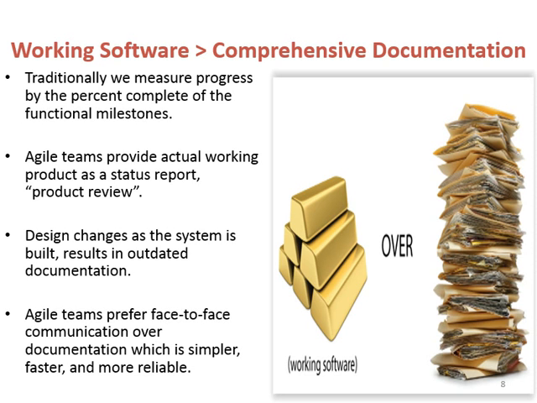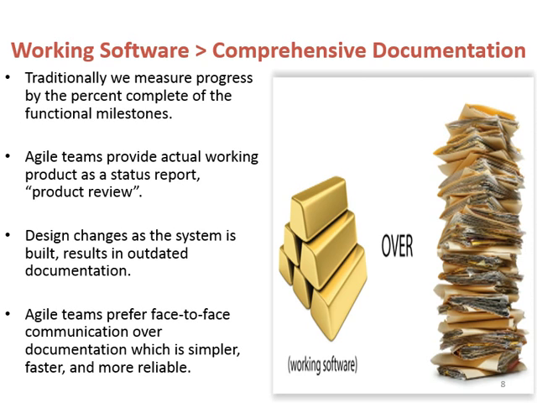What is focused on by Agile Manifesto 2? Traditionally, we measure progress by the percentage complete of the functional milestones. Earlier, what exactly did we used to do? We measured the progress by the percentage complete of the functional milestone. But an Agile team provides an actual working product as a status report, which is the product review. Product review means review by the end user, by the customer, by the product owner, a kind of demo of the product. Once they give an acceptance, only then is the product final, and that gives you the percentage completion or the actual health of the project or the product.